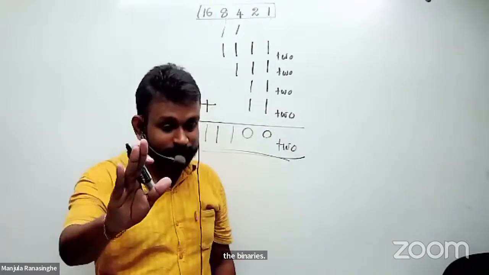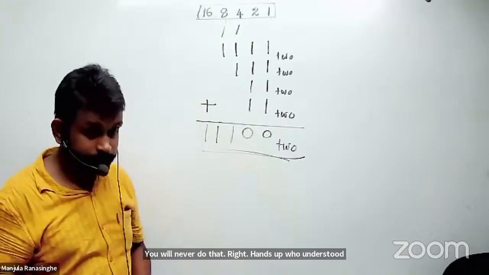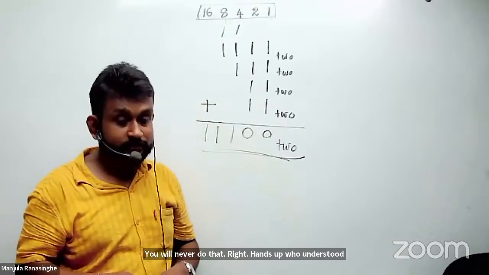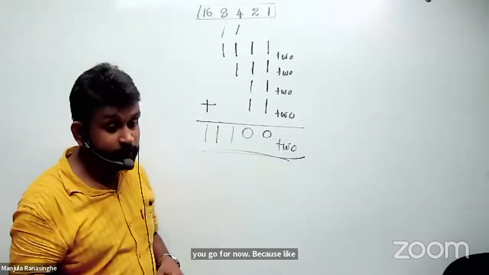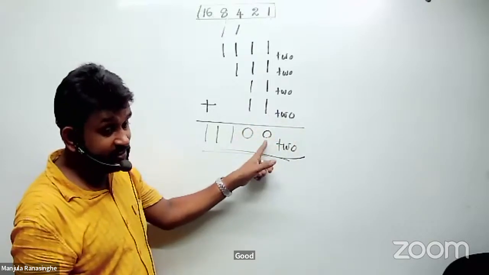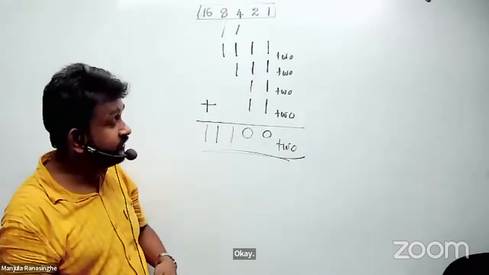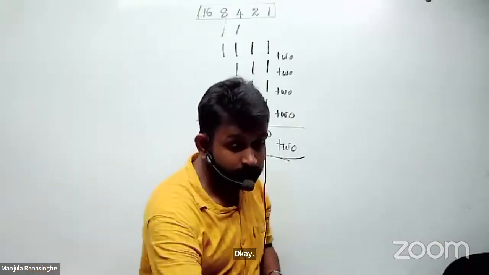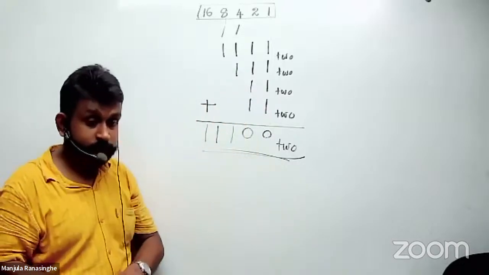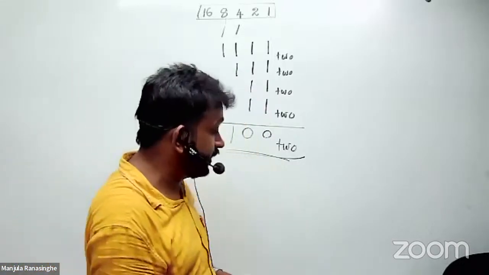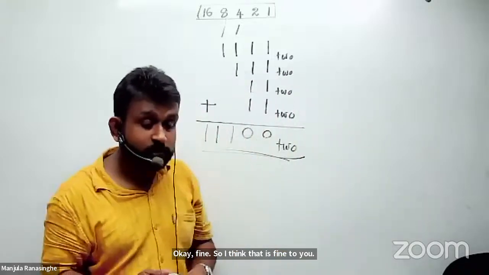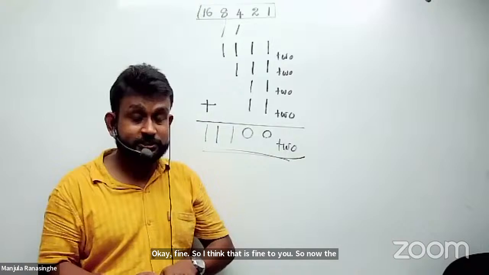Right. Hands up who understood the concept. So we should write that 1 also down in the place value of 4, no? Because like 4 ones, no? Yes, yes, for ones. That one shall be transferred not to this one, but to this fourth place. Okay, fine. So I think that is fine for you. So now the addition part is over. Any questions?